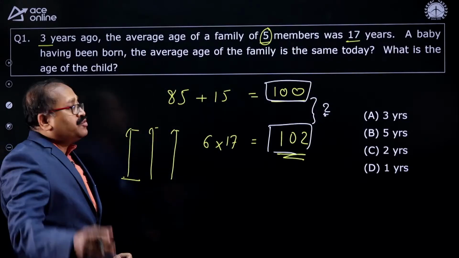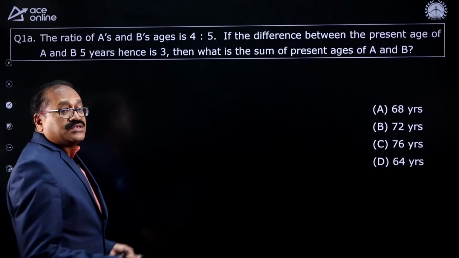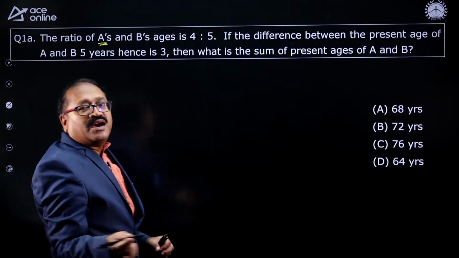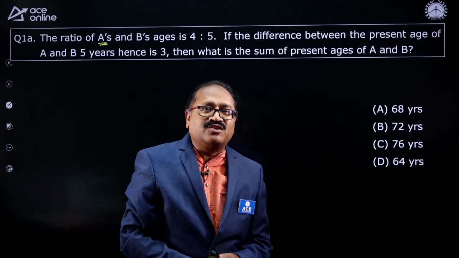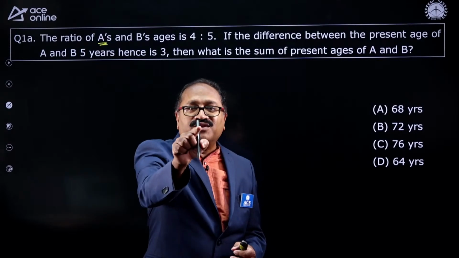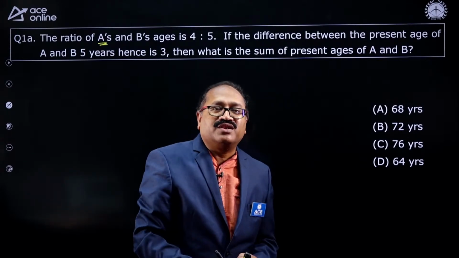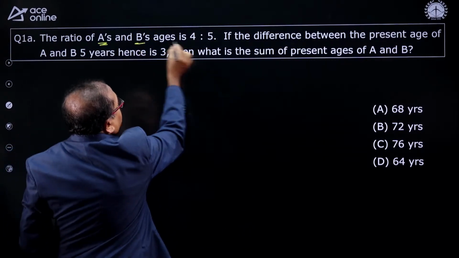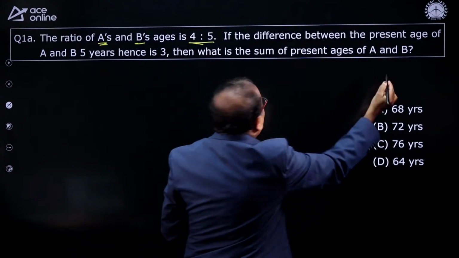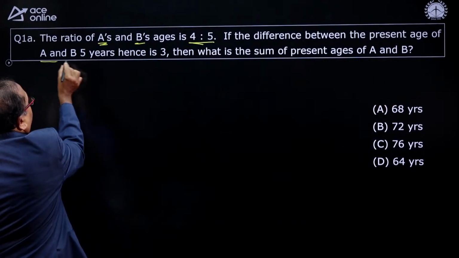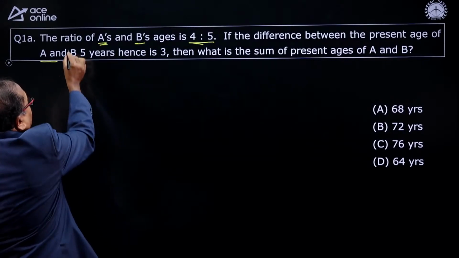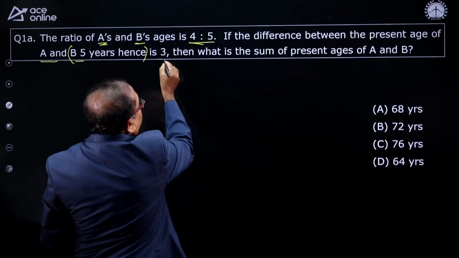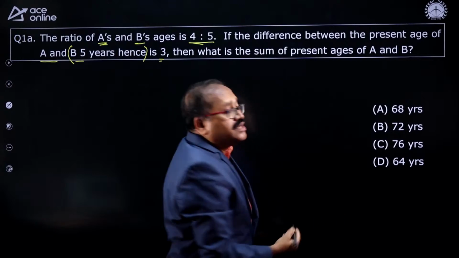Okay. Now moving to the next one. Now this is the question. Let me read the question here. All my young friends, my term is over. I joined Bank of Baroda as clerk. I served over there. Now it is your term. Mr. Aman, the ratio of A's age and B's age is 4:5. The difference between the present age of A and B 5 years hence is 3 years. Then what is the sum of the present ages of A and B?